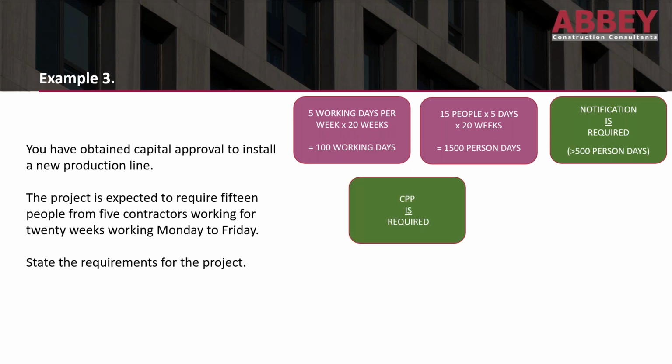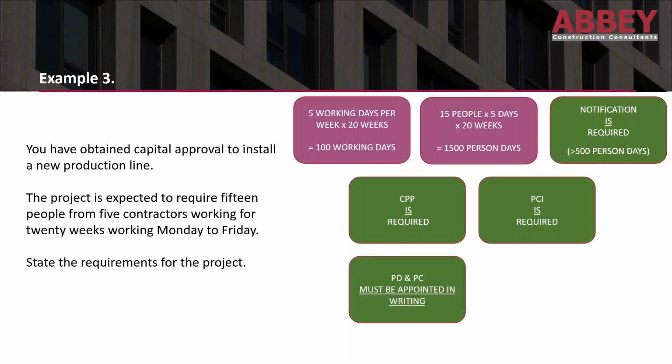So on this occasion, notification is required because we've exceeded the 500 person days, and we've got 15 people. So we would make that notification to the HSE. Construction phase plan and pre-construction information would be required. We have more than one contractor, so we need to appoint a principal designer and principal contractor, and as with more than one contractor, a health and safety file will be required.